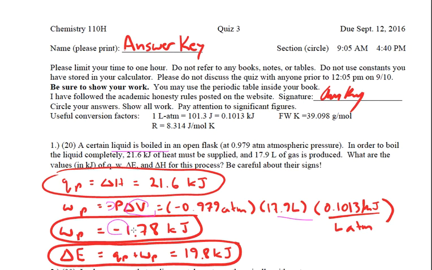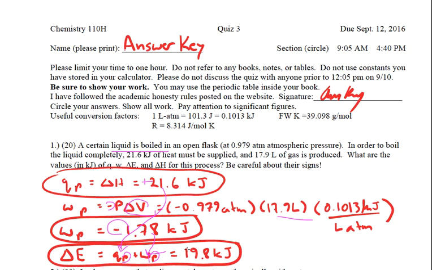You know the heat's going into the system, so the heat's going to be positive. And delta E here is Q plus W, Q sub P plus W sub P. Delta E is path independent, so you could certainly add together Q and W from any path, certainly the constant pressure path. So what you're doing here is basically taking this answer and putting it in here, and then taking this answer and putting it here, and then adding those together.